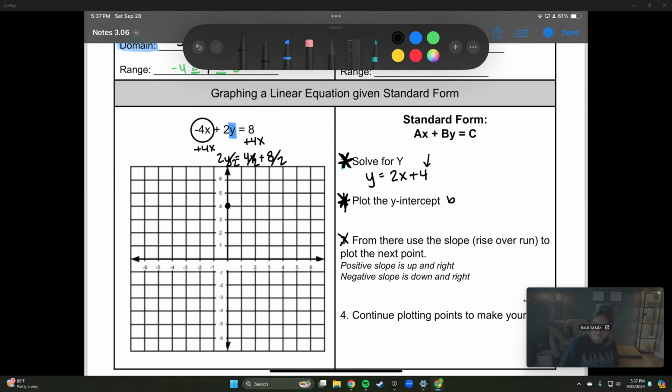It says, from there use slope, the rise over run, to plot the next point. So positive slope is up and right, negative slope is down and right. Continue plotting points to make your line, right?